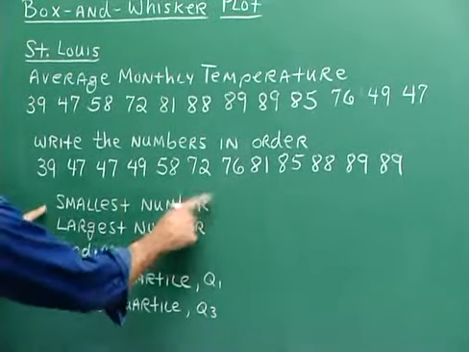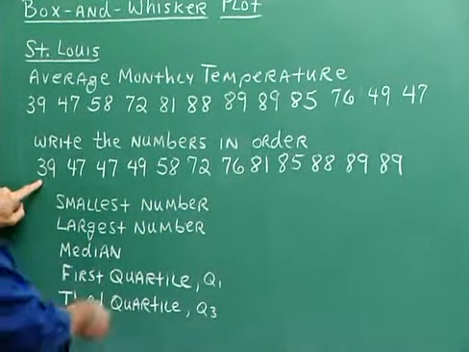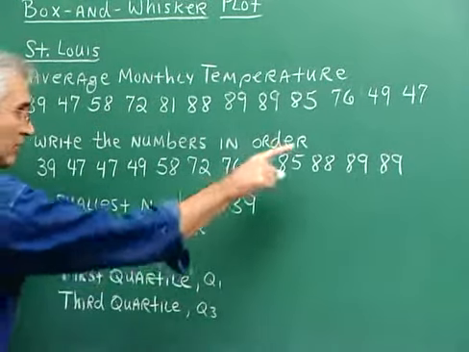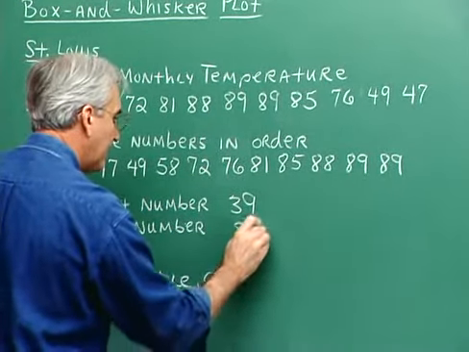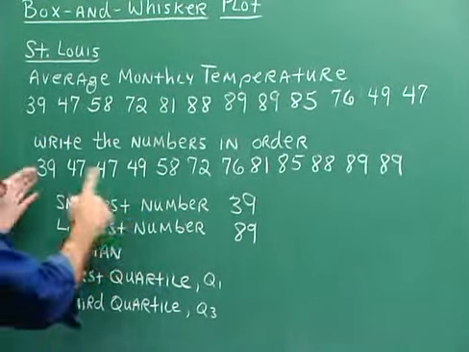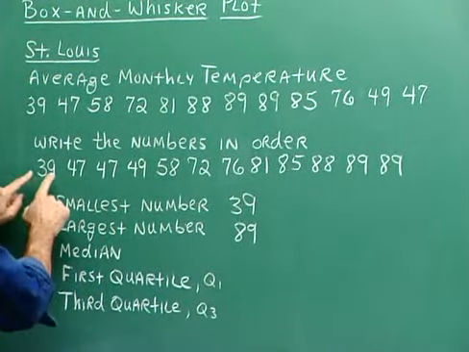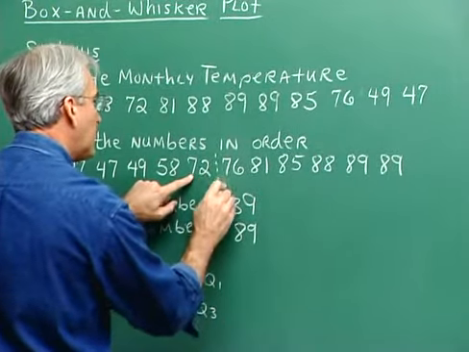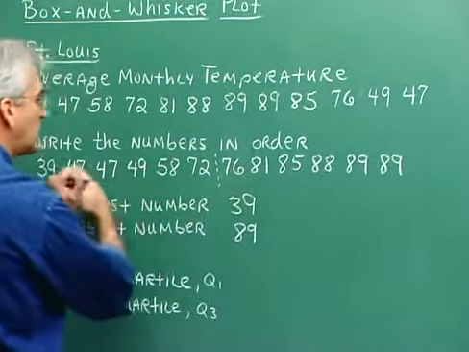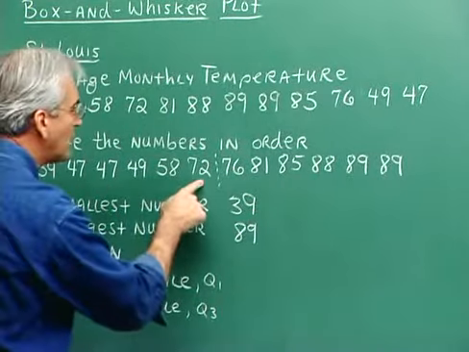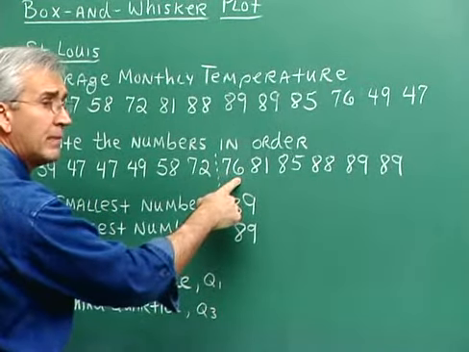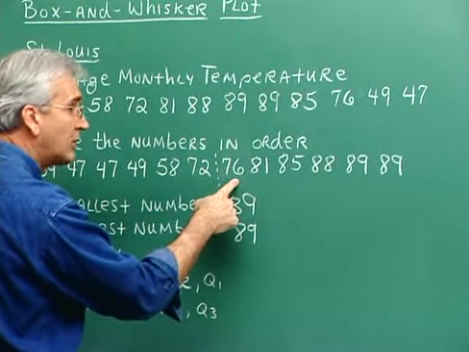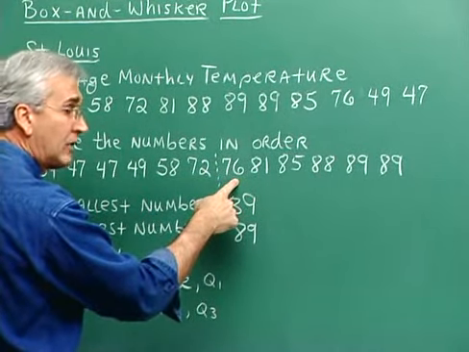We need the smallest number in the group, and that's the number 39. Pretty easy to identify. We also need the largest number. On the end over there is 89. The median, the middle item. Now there are 12 of them. Let me count from the left. 1, 2, 3, 4, 5, 6. So the median is right in here. There's 6 numbers above, 6 numbers below. So right in between 72 and 76 is the median. Now to find the median, we would add 72 and 76 and divide by 2, and we would find that value to be 74.